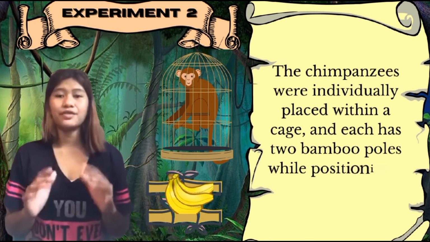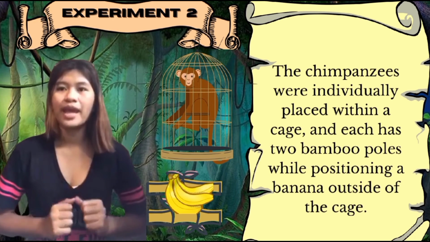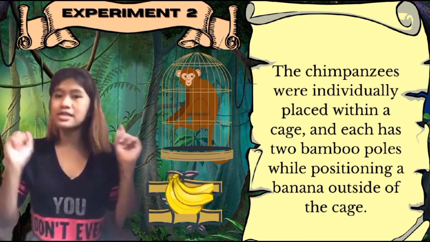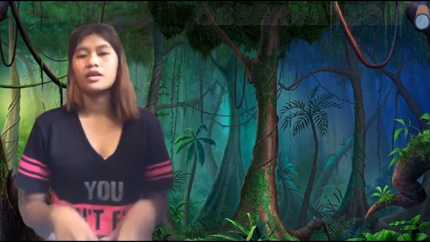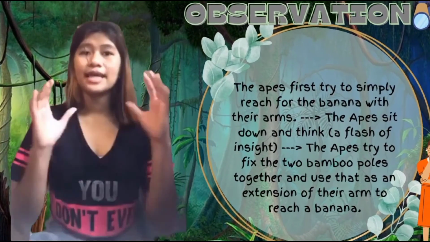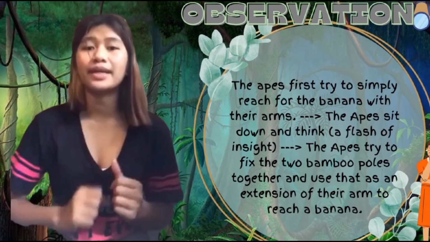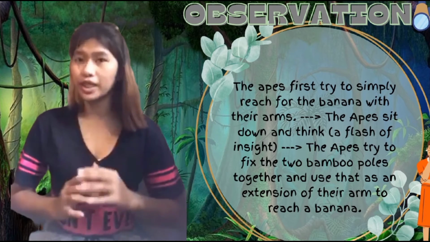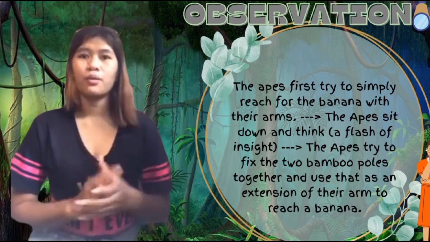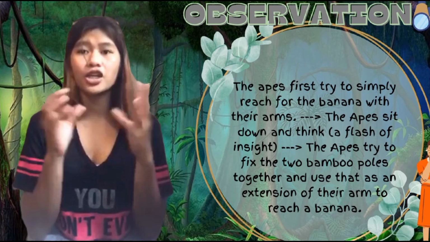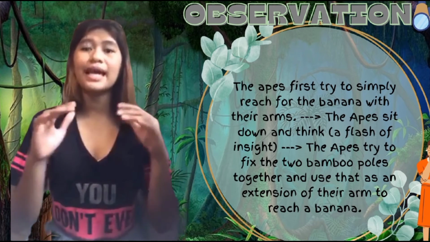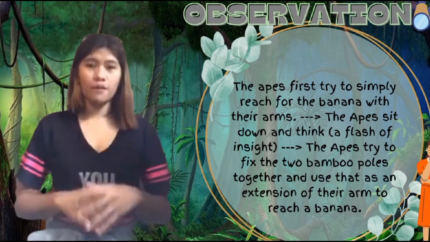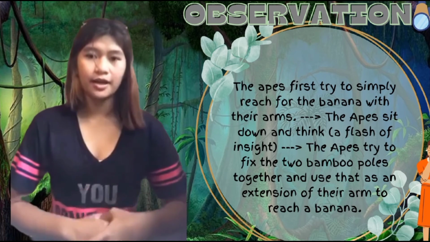The chimpanzees were individually placed within a cage, and each had 2 bamboo sticks while the banana was positioned outside the cage. So the observation goes like this. The apes tried to simply reach for the banana with their arms before figuring out that it wouldn't work, and would sit down for a while, and then the chimpanzees had a flash of insight. And then they began to try to fix the 2 bamboo sticks together and use that as an extension for their arm in order to reach the banana.